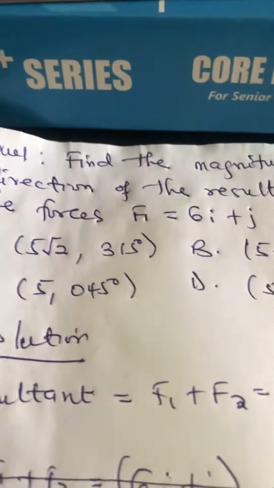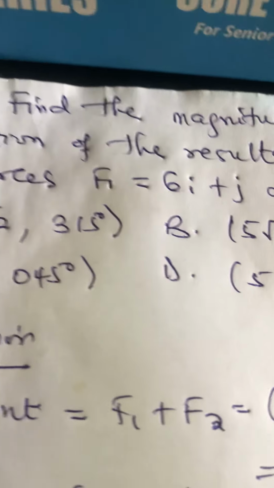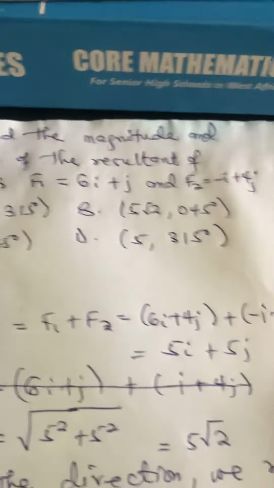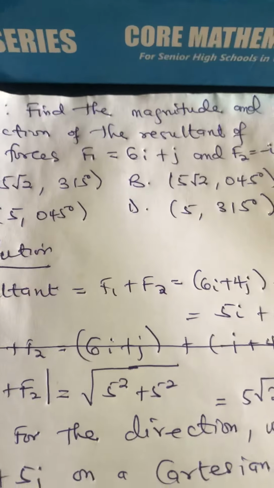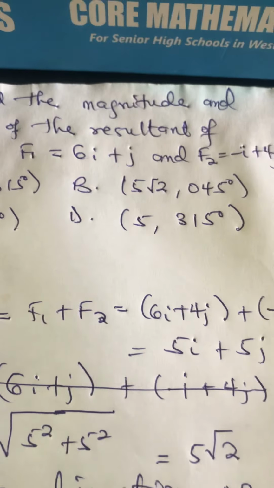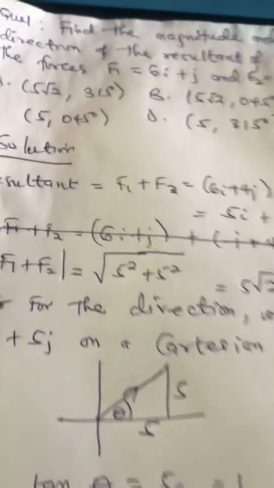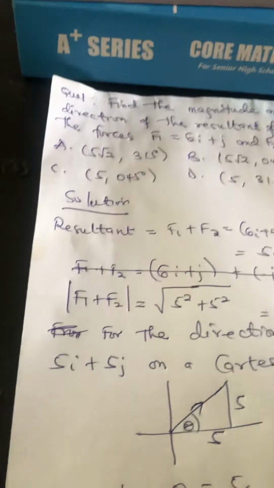The question is under vectors and mechanics. It says find the magnitude and the direction of the resultant of these two forces, F1 = 6i + j, F2 = -i + 4j. These are the answers. Now the solution, working by hand. See how tedious it is.